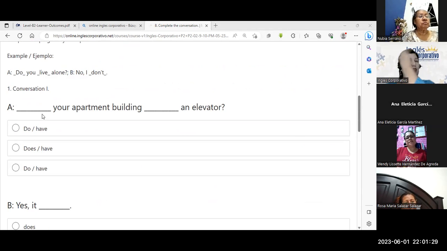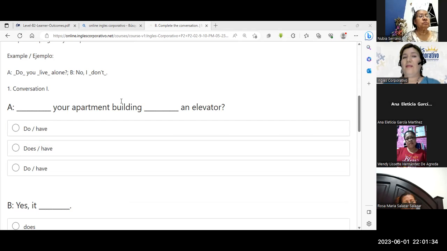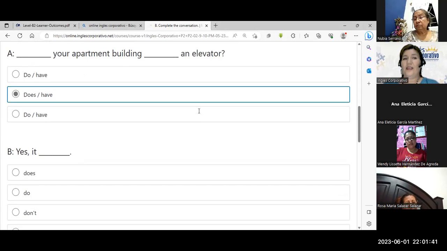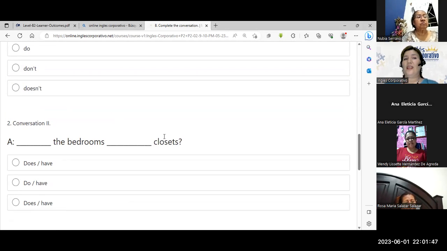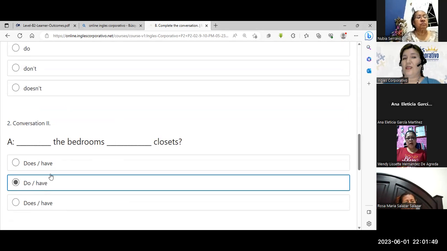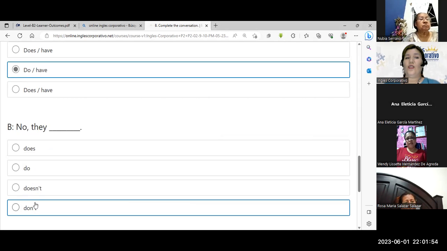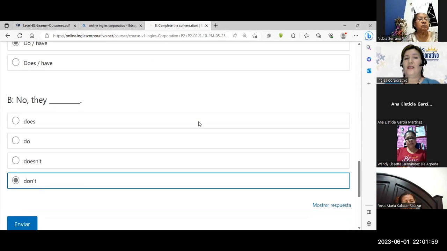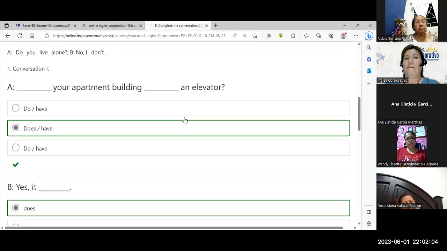Do you have your own apartment building, or in this case, does your apartment building have an elevator? Yes, it does. The bedroom's closet. Do the bedrooms have closets? No, they don't, right? You have to be very careful here. Do the bedrooms have closets? No, they don't. And then you send it, right?